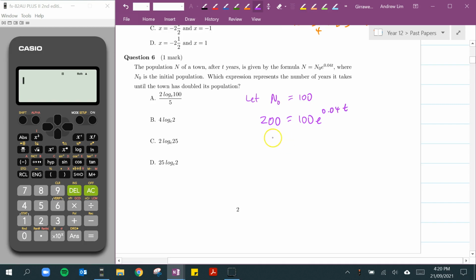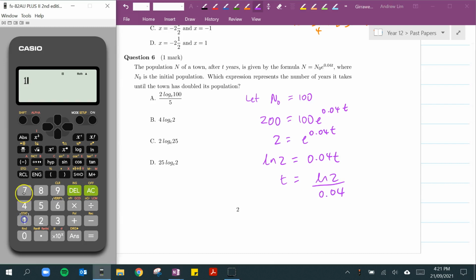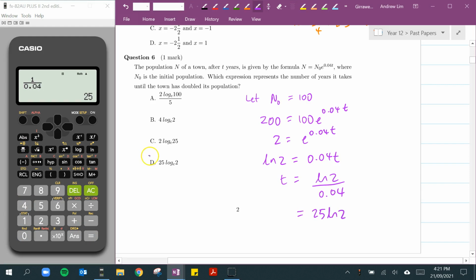200 is equal to 100 e to the 0.04t. Divide both sides by 100, that gives me 2 is equal to e to the 0.04t. Take the ln of both sides. ln of 2 is equal to 0.04t. So t therefore has to be ln of 2 divided by 0.04. What is 1 over 0.04? This is the same as saying 25. So we've got 25 ln of 2 t.